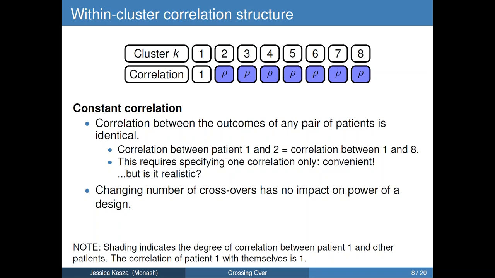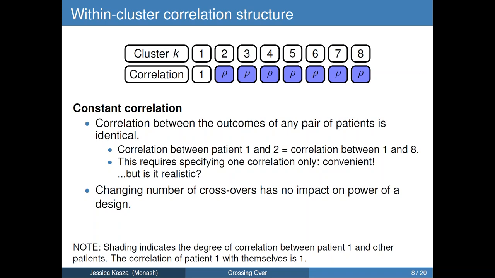So this structure requires specifying one correlation only. This is really the standard intracluster correlation coefficient that we know from standard cluster randomized trials. So it's a really convenient structure, but it may not be entirely realistic. We may not expect that this level of correlation will persist over time in this way. If we do assume this within cluster correlation structure, then changing the number of crossovers isn't going to have an impact on the power of the design. Whether you do that or not is up to you, but you're not going to gain any power by going from a two-period design to a four-period design.